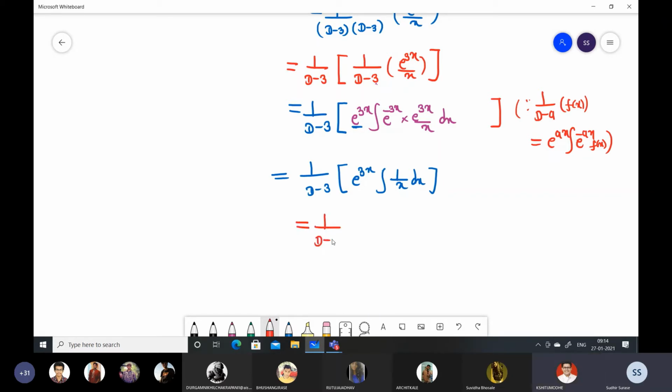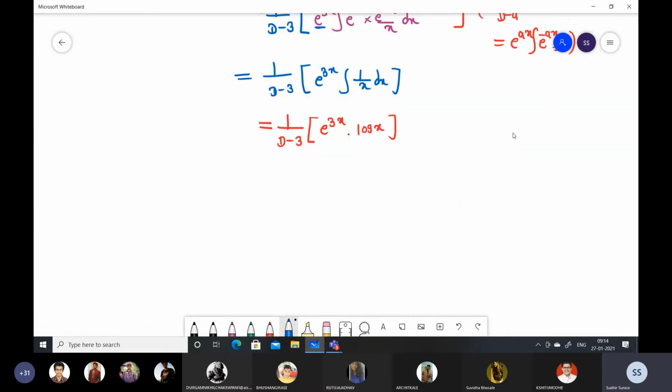Yes, log x. Very good. So this is e to the power 3x into e to the power 3x as it is into log x, because integration of 1 upon x is log x. Okay, keep in mind. And of course, formulas are required to solve the integrals. You should know all the formulas. Just go through them once again if you don't remember.